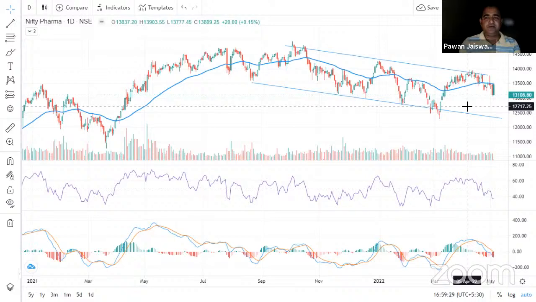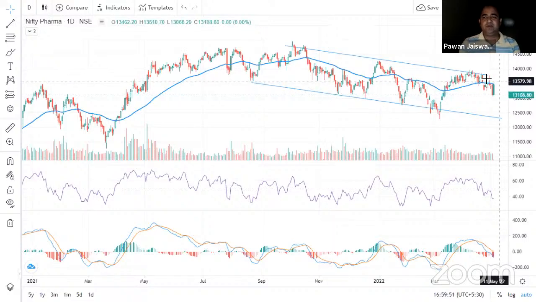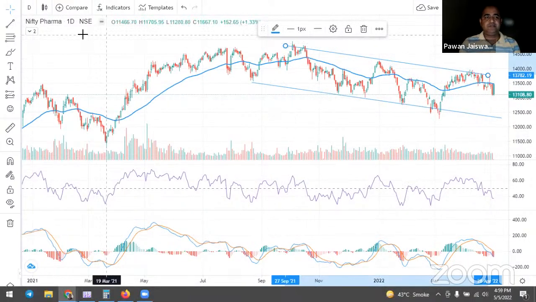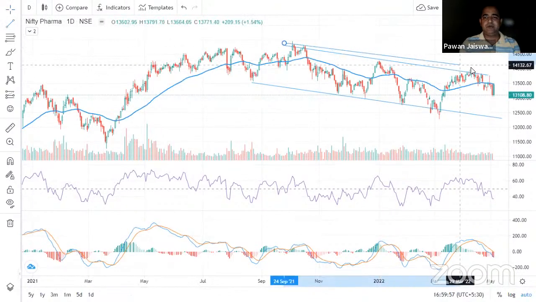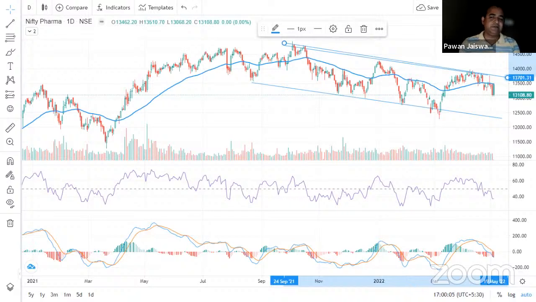If I talk about levels, this particular level is 13,000. Unless and until it is trading below or holding above 13,000, there is no problem at all. Once it breaches the 13,000 level, the next levels would be 12,500 to 12,300 on the downside in the Nifty Pharma Index. On the upper side, this trend line that I have drawn here matters. Once it gives a breakout above this trend line, we would start thinking that this index is going to give a breakout on the upside.